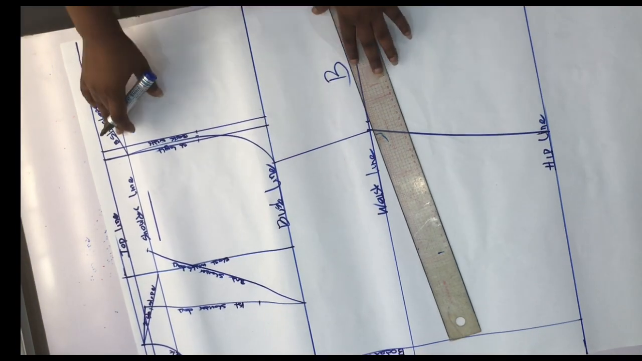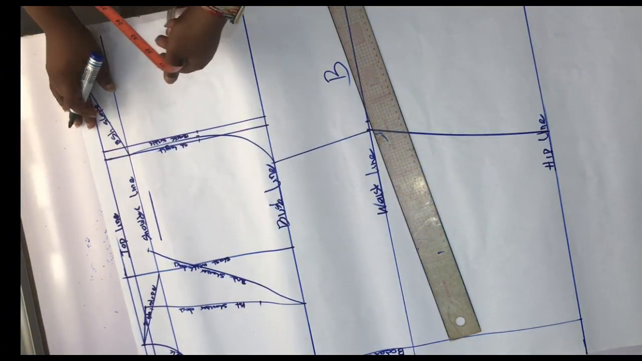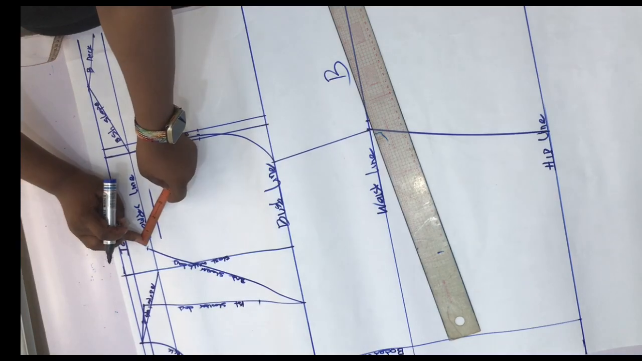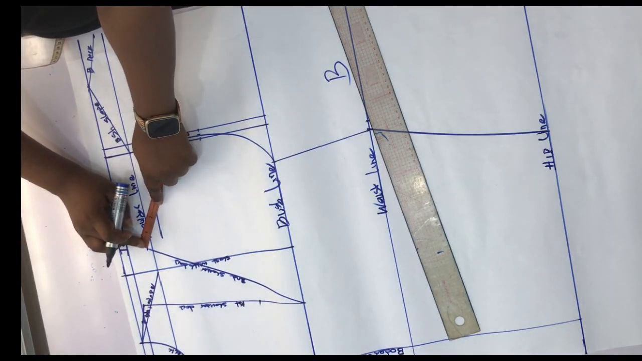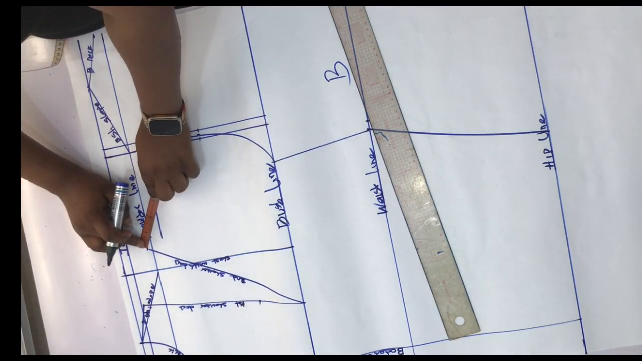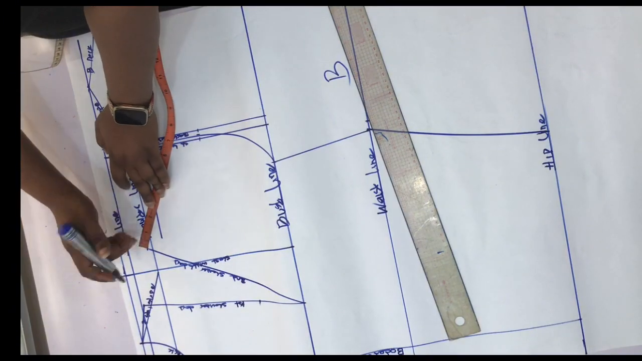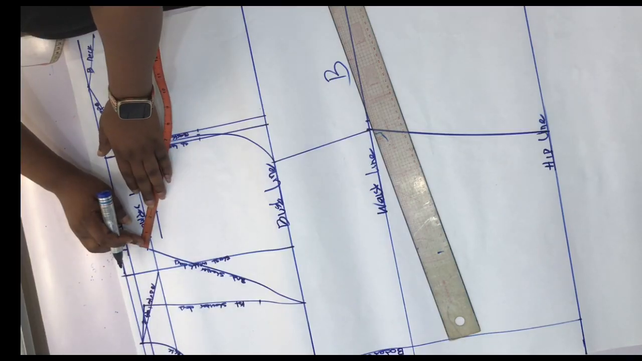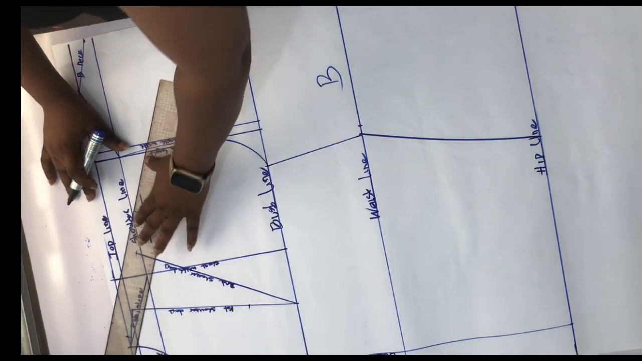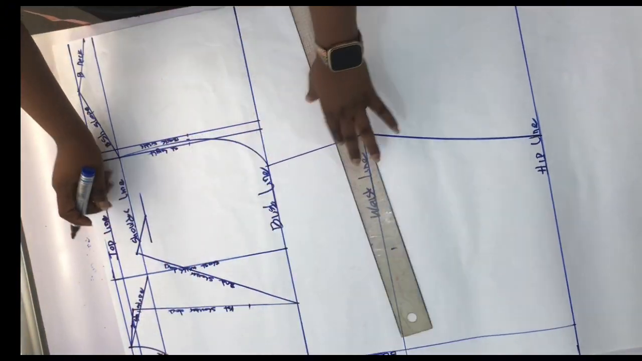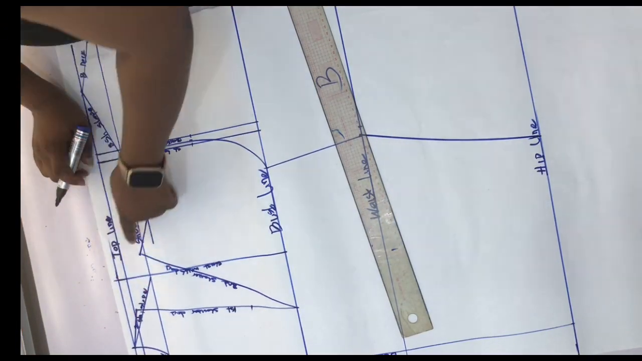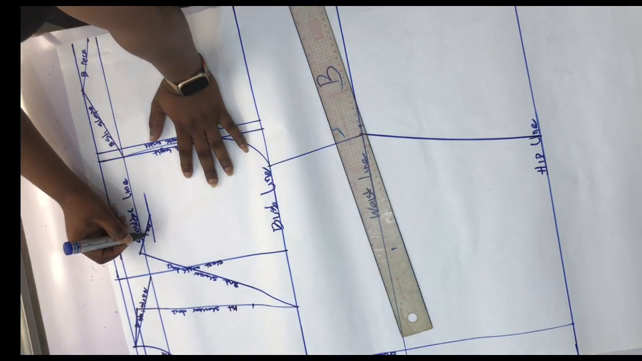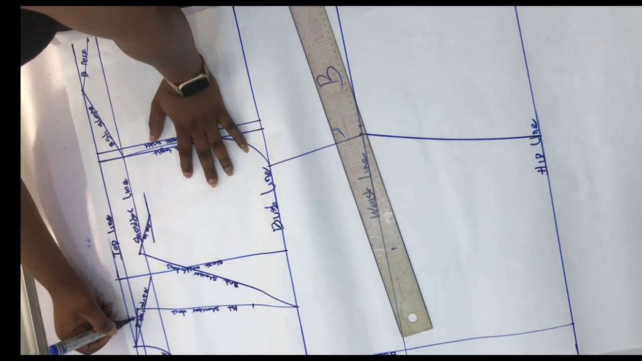So on that point, I'm going to be measuring the second shoulder slope. Don't forget that we divided it by 2 in order to get our original shoulder slope. So I'll be measuring it wherever it stops on that 0.5 line. I'm just going to go ahead and connect it as seen. So our shoulder slope is complete. So this is going to be our second shoulder slope.